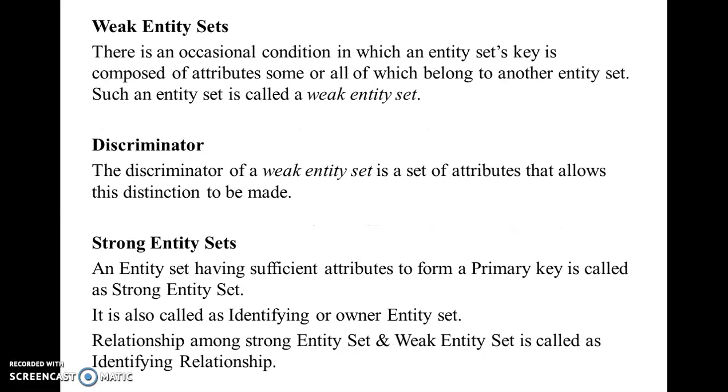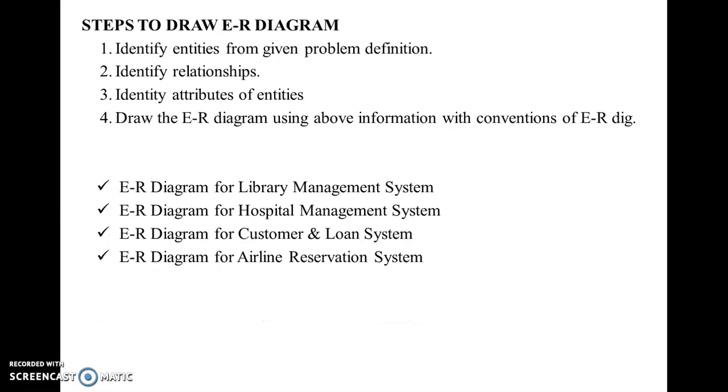These are the next points for the components of an ER diagram. A weak entity set is an entity set which does not have a particular attribute to set as a primary key attribute. A strong entity set is a table having a column sufficient to set as a primary key. And what is a discriminator? A discriminator is a particular thing which connects a strong entity set with a weak entity set. Okay, these are the steps to draw an ER diagram.